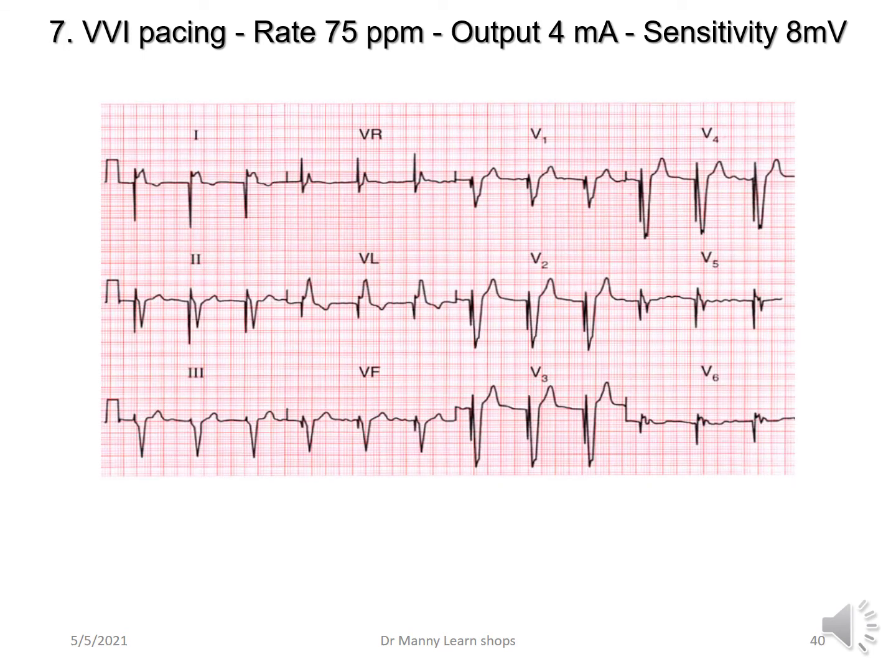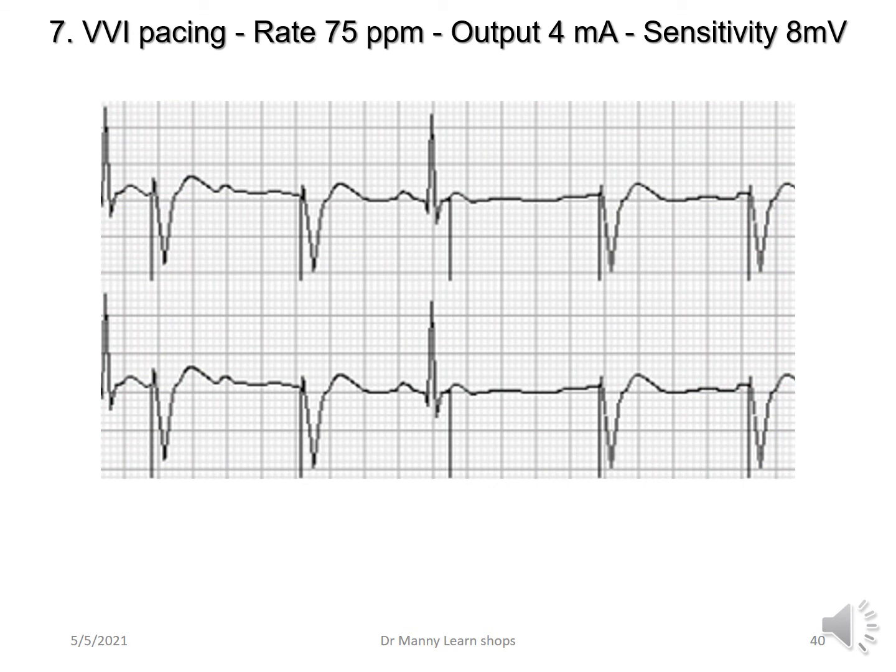VVI pacing, again, rate 75, output 4, sensitivity 8 millivolts. That's a bit high. Well, in actual fact, it's a bit low. Remember, sensitivity, numeric, is inverse to what it actually is, meaning that if you've got a high numeric like 8 millivolts, the sensitivity is low. If you've got a low numeric, let's say 2, 3, sensitivity is higher. So let's see this happens.